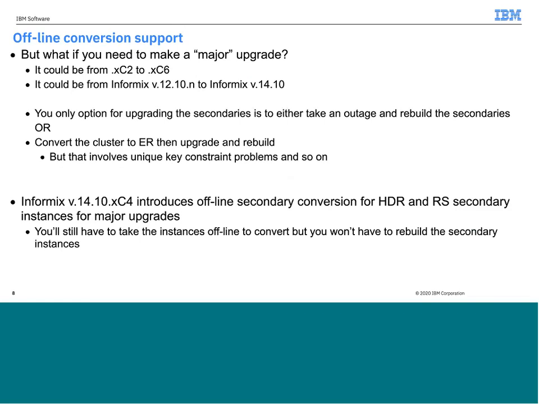Well, what if you do need to make a major upgrade? What if you need to go from XC2 to XC6? You still had to take the secondaries offline, rebuild them, or convert the cluster to ER and go through that whole mechanism. It was just a pain. Well, in Informix 14.10.xC4, we now support what we call offline secondary conversion for HDR and RS secondary nodes. Now, you're still going to have to take all of the nodes offline at some point or another, but you're not going to have to rebuild the secondaries.